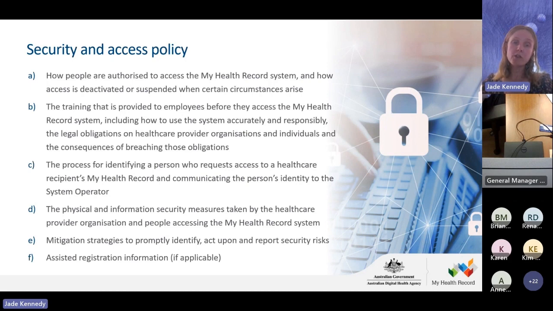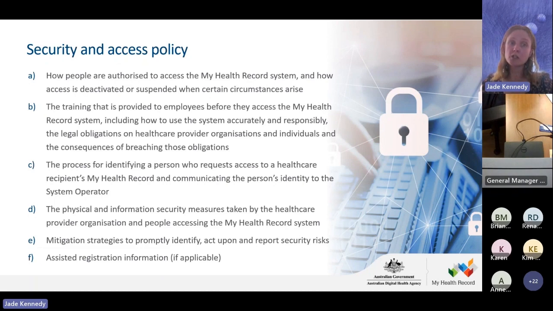It also needs to cover the training that's provided to employees before they access the system for the first time. And this training needs to cover how to use the system accurately and responsibly, the legal obligations on that person and on the organisation accessing the My Health Record system, and the consequences of breaching those legal obligations. And the policy also needs to cover the process for identifying a person. So, for example, how the organisation's clinical information software records unique identifiers and things like that.